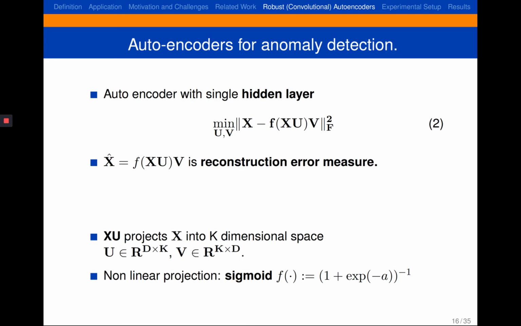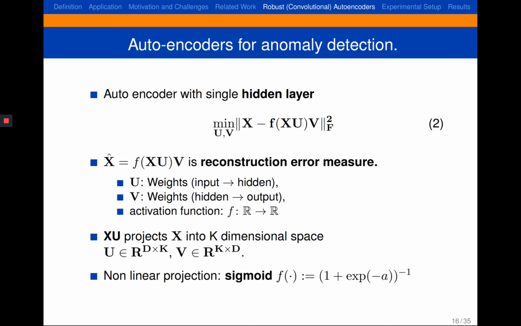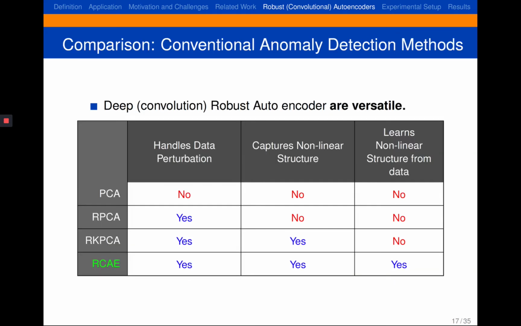Choosing a nonlinear activation function such as sigmoid helps to capture the nonlinear variability within the data. As discussed, U is the weights from the input to the hidden layer, and V is the weights from the hidden to the output layer. The activation function F tries to map the input to the output using a suitable activation function, and hopefully captures the nonlinearity present within the data.